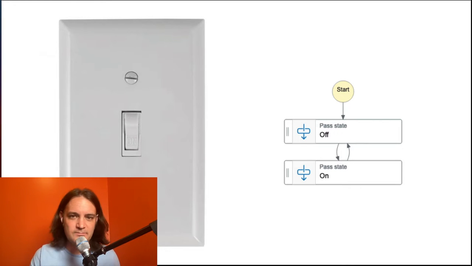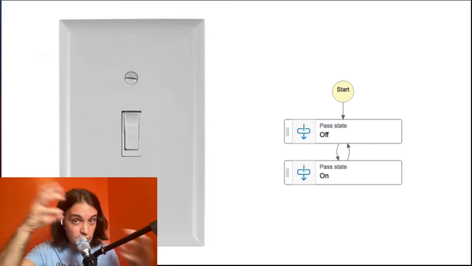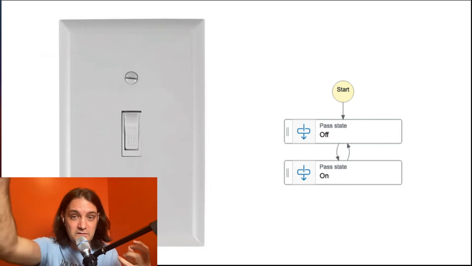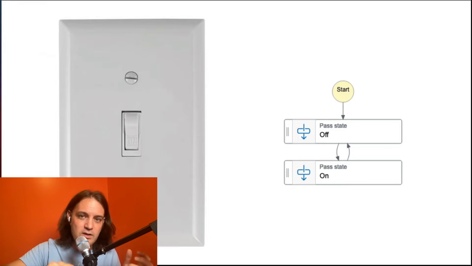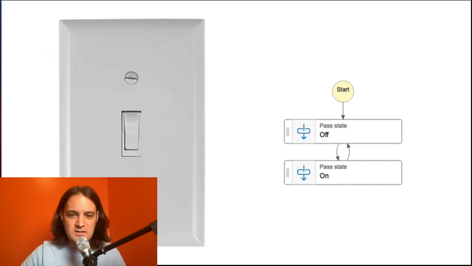So every state machine has a set of states that it can be in and how you transition between those states. In a light switch's case, you have an on or an off state, so 2 states, and the transition is when you flip the switch to either state. That's the transition. That's how you get from on to off, okay? So that's a really simple one.